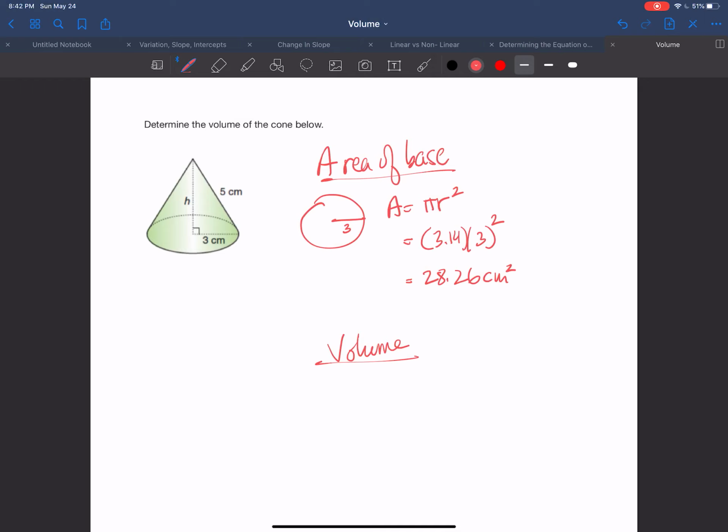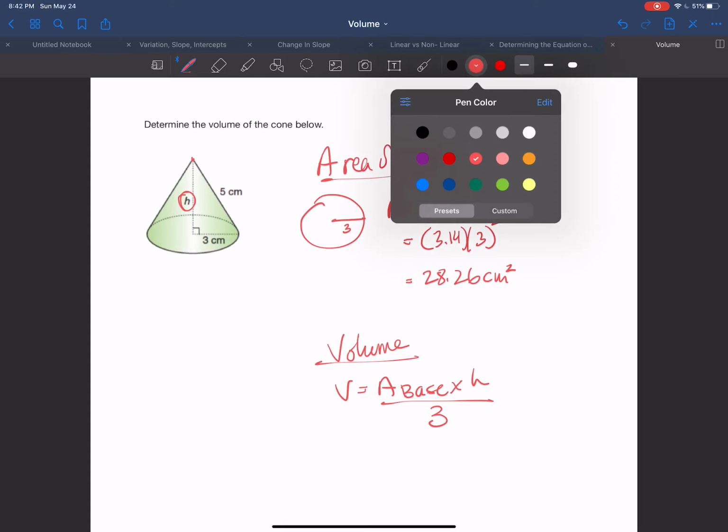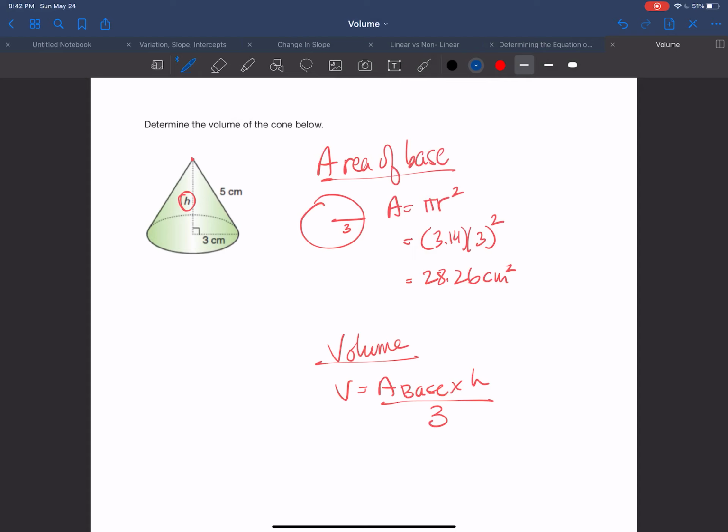Now, to find the volume, we have to do area of the base times the height divided by 3. And I'm dividing by 3 because it comes to a point. But here's the problem. I don't know what the height is. However, I do see that there is a triangle here where I know 2 sides.